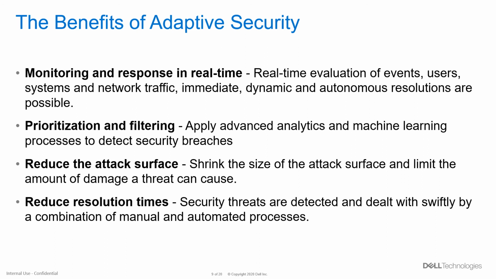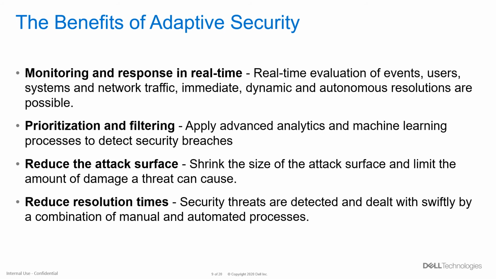Now we understood the SIEM solution and we understood the adaptive security. Now let us understand what are the benefits of this solution. Adaptive security helps us to monitor and respond in real time. With the real-time evaluation of events, users, systems, network traffic, immediate, dynamic and autonomous resolutions are possible.